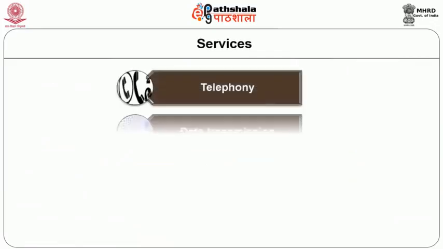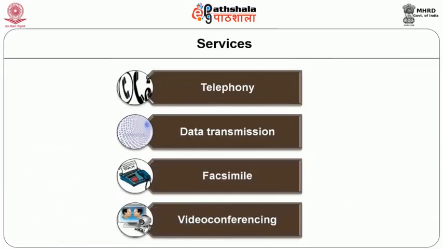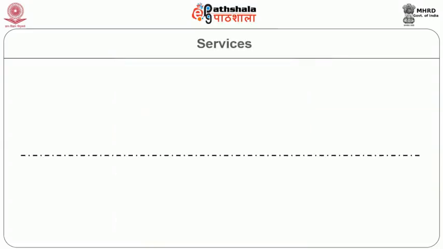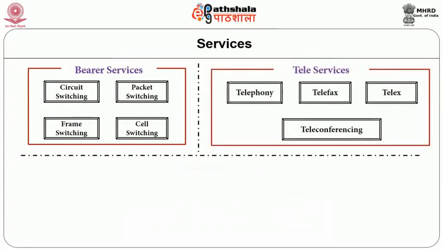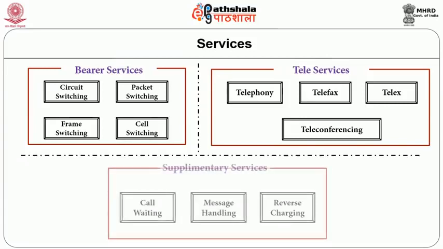By establishing this architecture, we can have telephony, that is analog speech, online data transmission of any kind, facsimile, and video conferencing. Services are generally categorized into three. One is the user-based, that is bearer services. The other is tele-services, that is telephony, telefax, telex, teleconferencing. And supplementary services, which are generally used in telephone systems: call waiting, message handling, reverse charging. All these are supplementary services also supported in ISDN.